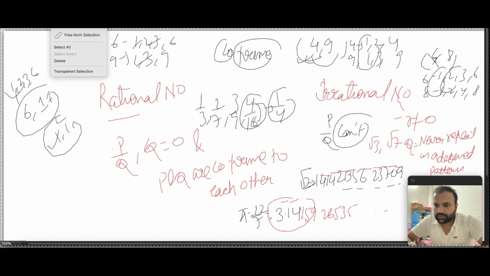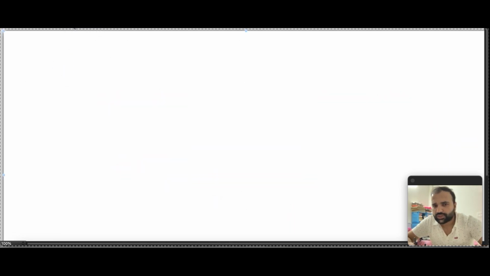Okay, so that's why we call them irrational, because we cannot break them into p by q form. And why can we not break them into p by q form? Because there is no definite format that we can conclusively derive from it. So how about rational numbers?